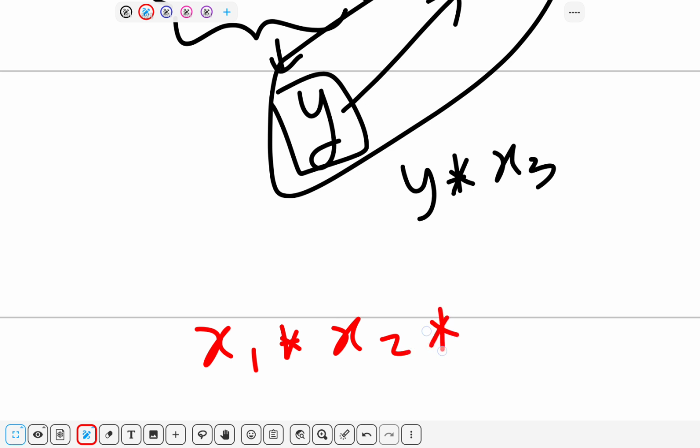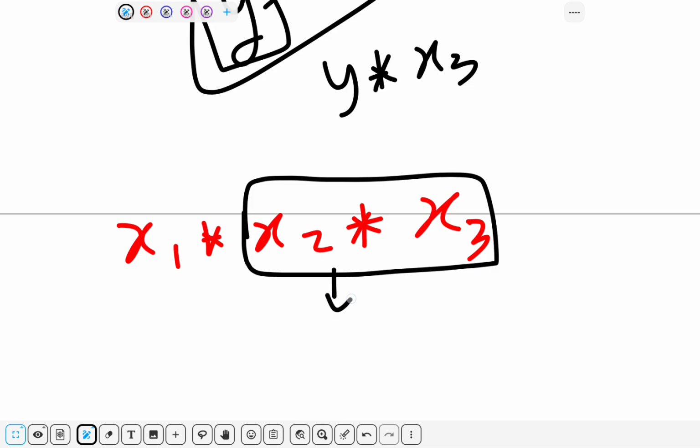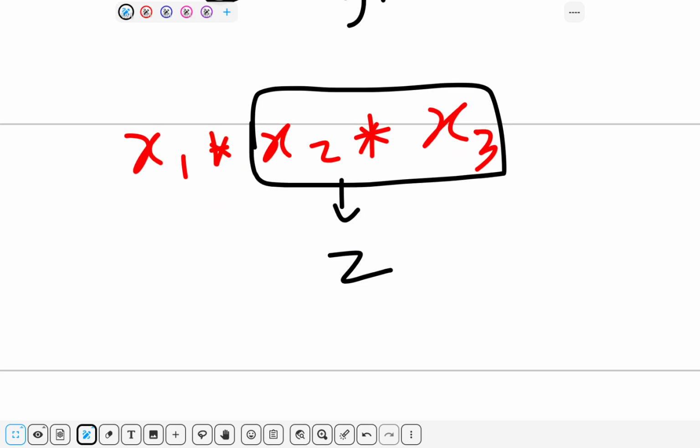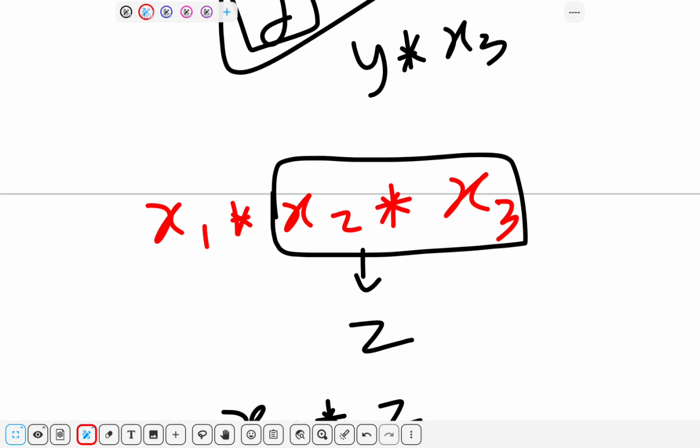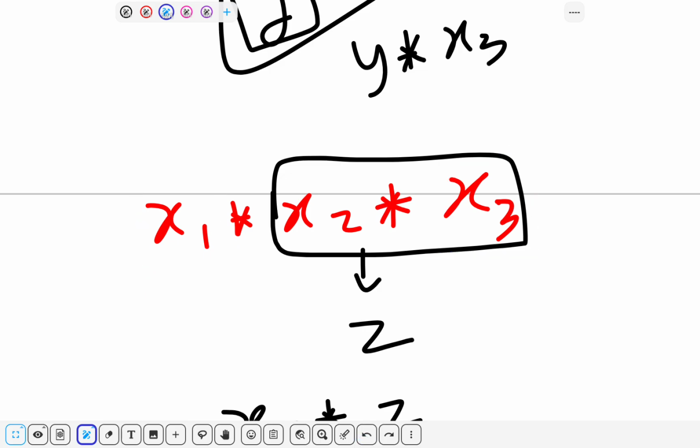Or you are also free to do this. Let me write the same situation. You take this pair, find whatever the answer is, this time it may be z, and now do this. And remember that you can't just take x1 and x3 and operate them together. This is not allowed. You can only do this with neighbors, local neighbors which are close together, beside each other.